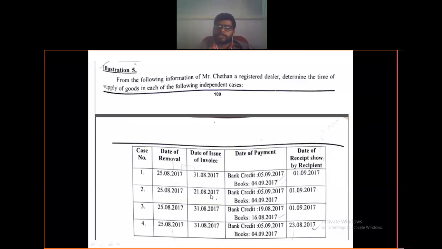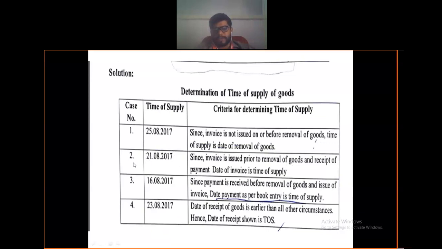21st August 2017 is the time of supply, because invoice is issued before the date of removal of goods as well as before the date of payment. See, observe the answer. Second one, time of supply is 21st August 2017, since invoice is issued prior to the removal of goods and receipt of payment. Therefore, time of supply itself is the invoice date.